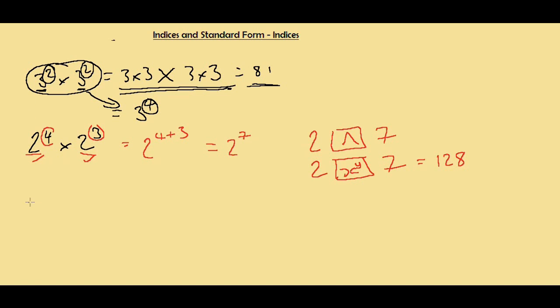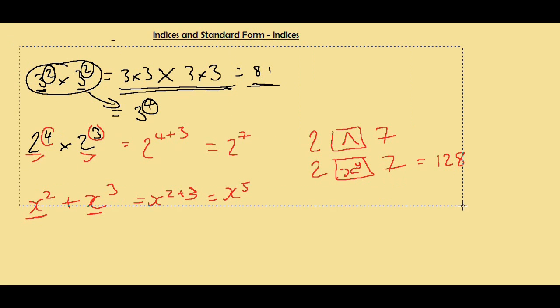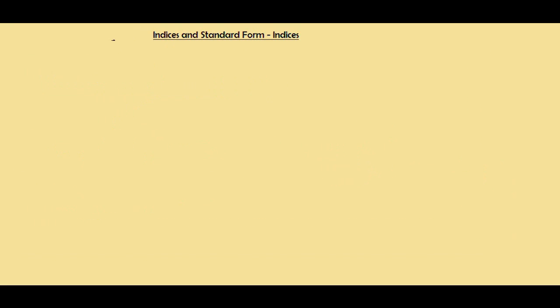This does work for algebra as well. So just a very quick example: x squared times x cubed. Well, the base number is the same, although we don't know the base number, x, we don't know. We can still say that that's the same as x to the power of 2 plus 3, which is x to the power 5. Okay, so it does work for algebra. Okay, so that's the multiplication rule.